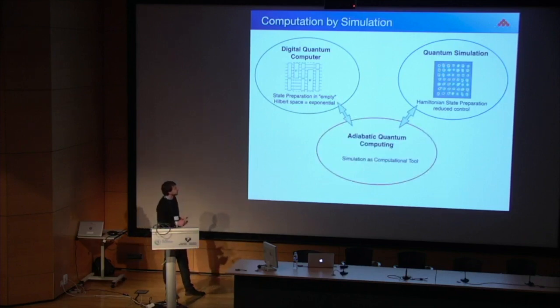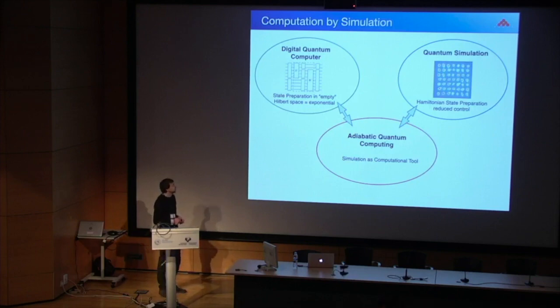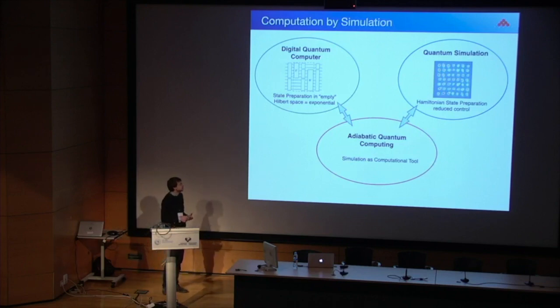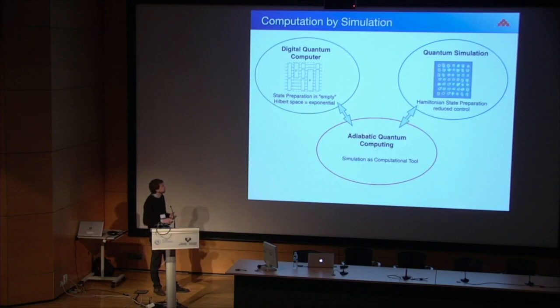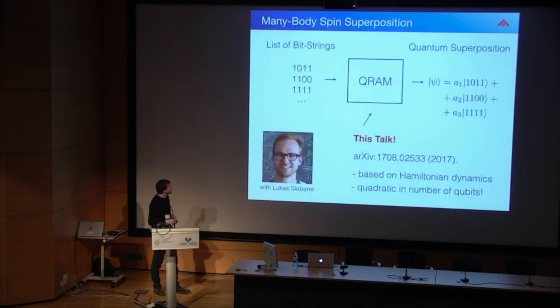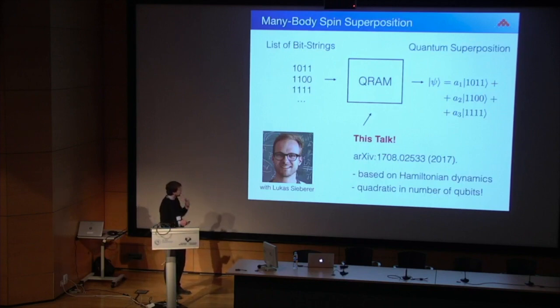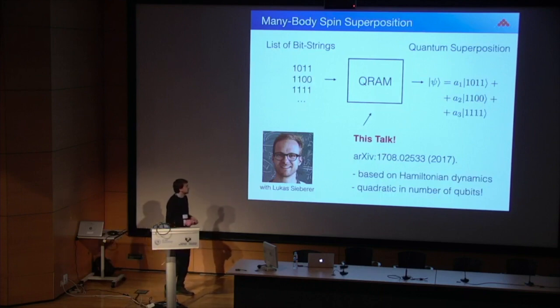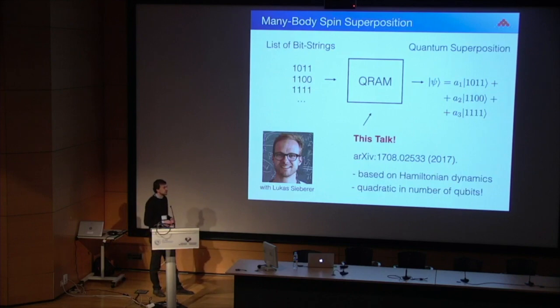And so what I want to try is actually to bridge this gap and use quantum simulation tools in order to solve this computational problem and make use of Hamiltonian dynamics to make these superpositions. So I add the controllability on the quantum simulation side to solve a problem from the computation side. So in this talk, I would like to present this paper here, which I've done together with Luca Sivera. It's a QRAM based on Hamiltonian dynamics, and instead of an exponential number of qubits, we only have a quadratic number of qubits.